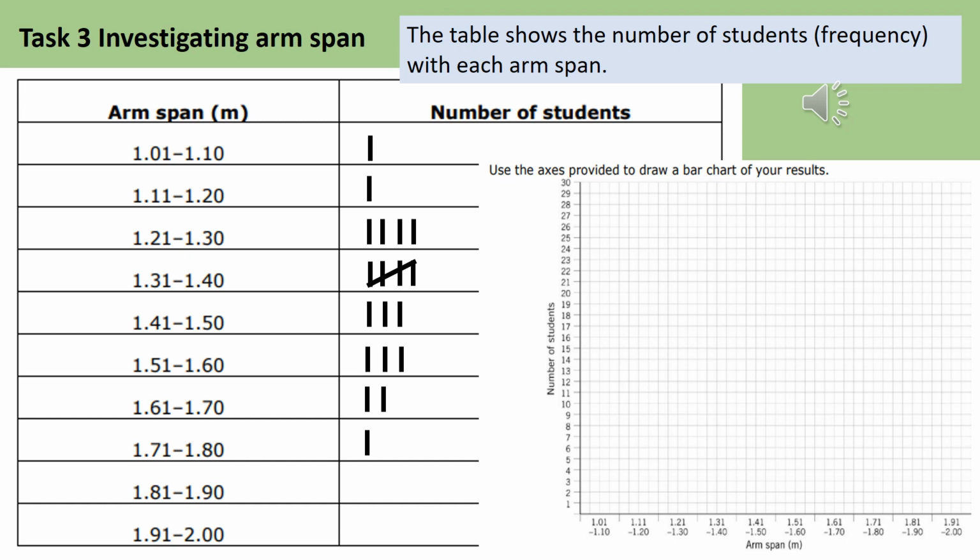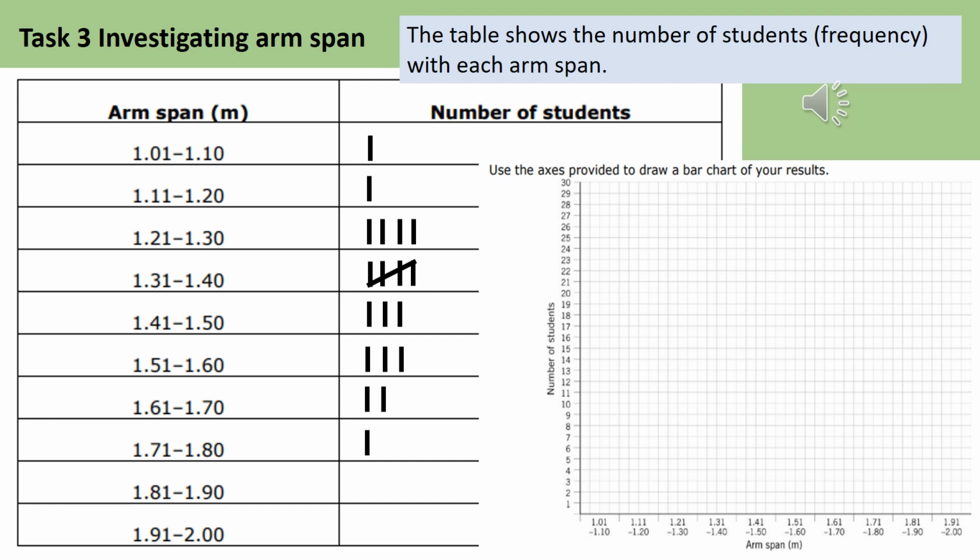Okay, so now we're going to look at how we plot the data. Here I've given you some data, because we would normally do this in the classroom and I'd ask you to go around and measure everybody's arm span. Unfortunately, we can't do that, so I've had to give you some data so that you can use that to plot your graph. Here is a table which shows the number of students for each arm span. And here is an axis that I've provided with the number of students against the arm span.